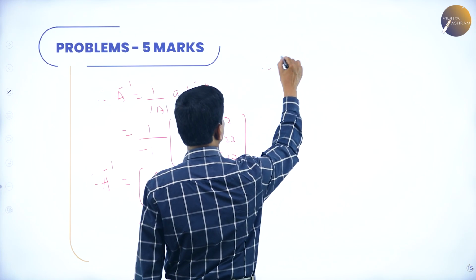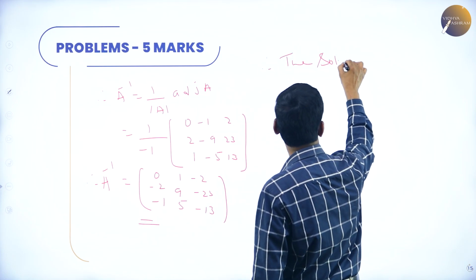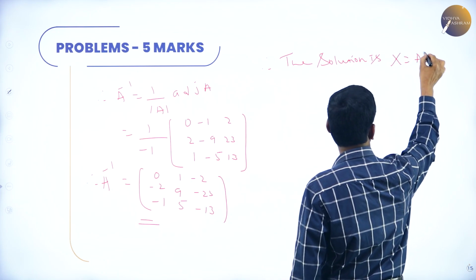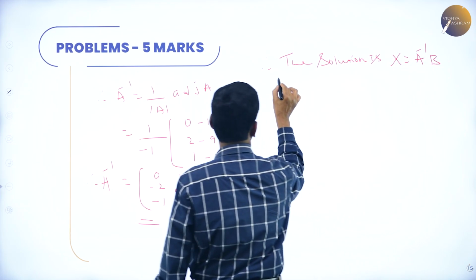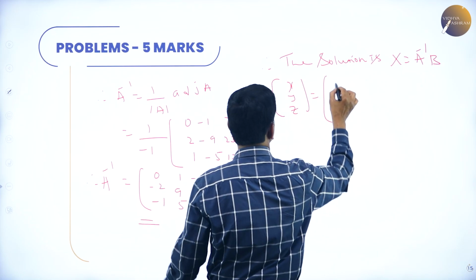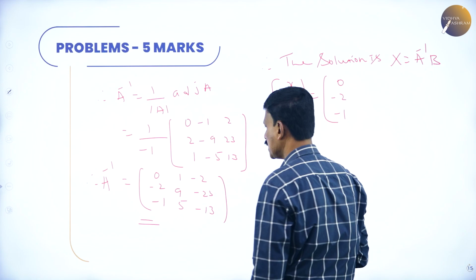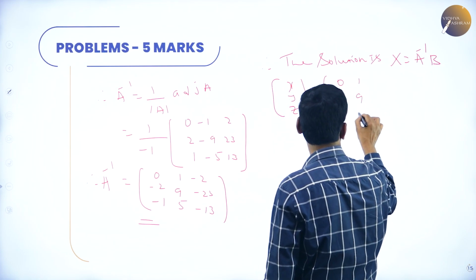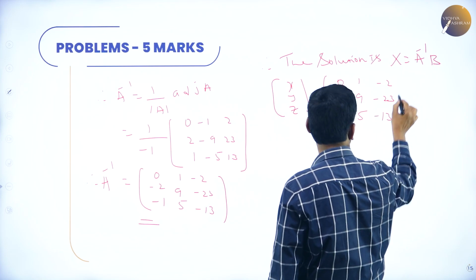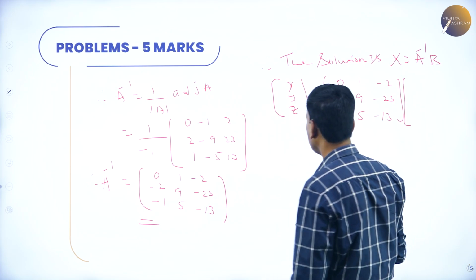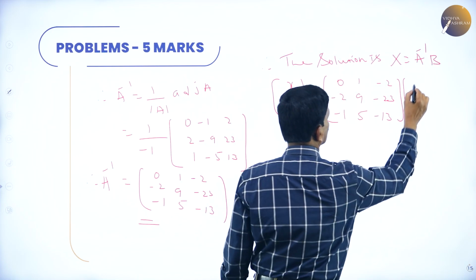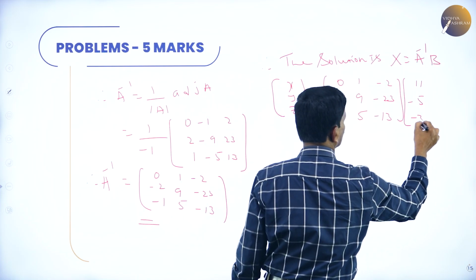Therefore the solution is x is equal to A inverse into B. What is x? X, y, z is equal to A inverse, 0 minus 2 minus 1, 1 9 5, minus 2 minus 23 and minus 13, into B. What is B? B is nothing but the constant matrix, 11, minus 5, minus 3.